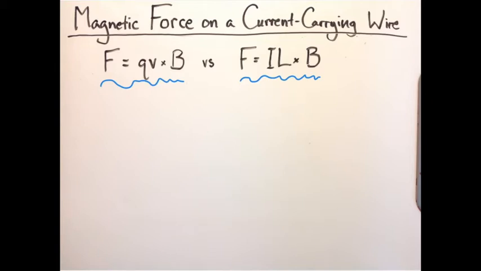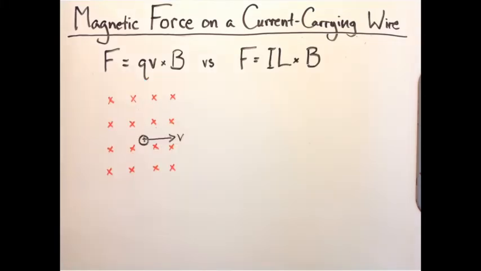Although the reason why a wire, which has current moving through it, experiences a magnetic force is actually related to that first magnetic force equation we learned about. So let's review that one just a little bit. When you have, let's say, a positive charge moving in a magnetic field, the direction of the force that it experiences depends on the right-hand rule. If you do the right-hand rule for this particular one here, you get an upwards directed force.